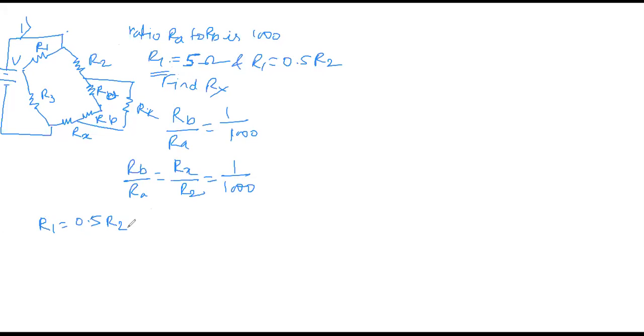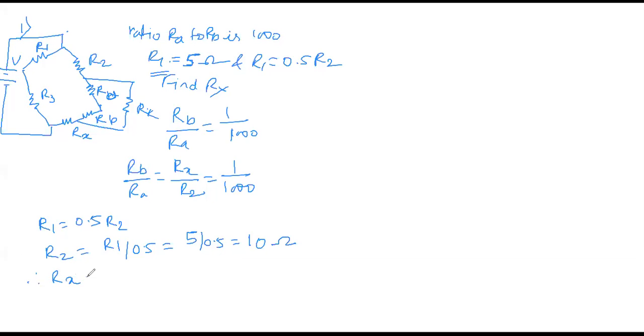So we can rearrange the equation. R2 is equal to R1 divided by 0.5. R1 is 5, so 5 divided by 0.5 is how much? 5 into 10, it goes above. So 5 into 10 is 50. Sorry, it is 10 ohm, right? R2 is 10 ohm.